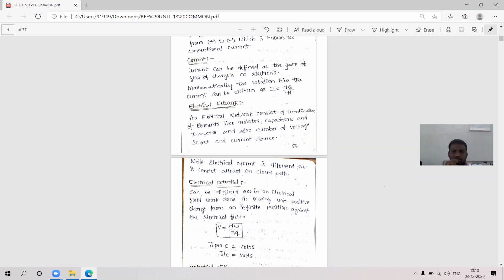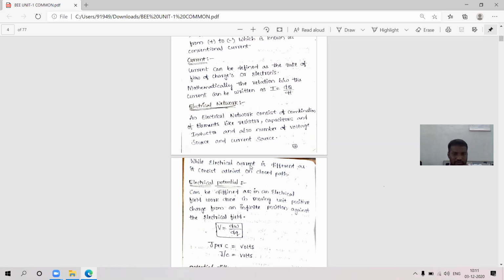Electrical circuit is different. Here the circuit is indicated with current, the arrow mark I am showing. That is an electrical circuit. Circuit means at least one closed path. Network means so many combinations are there, but a circuit needs at least one closed path; then only we can call it a circuit. Is it clear?